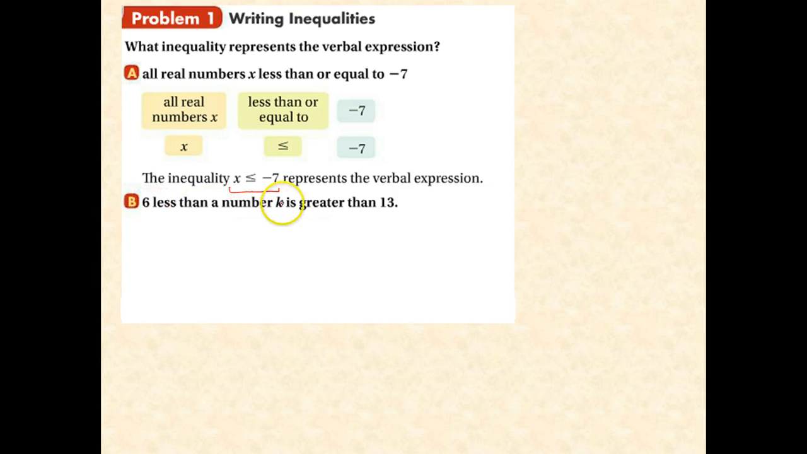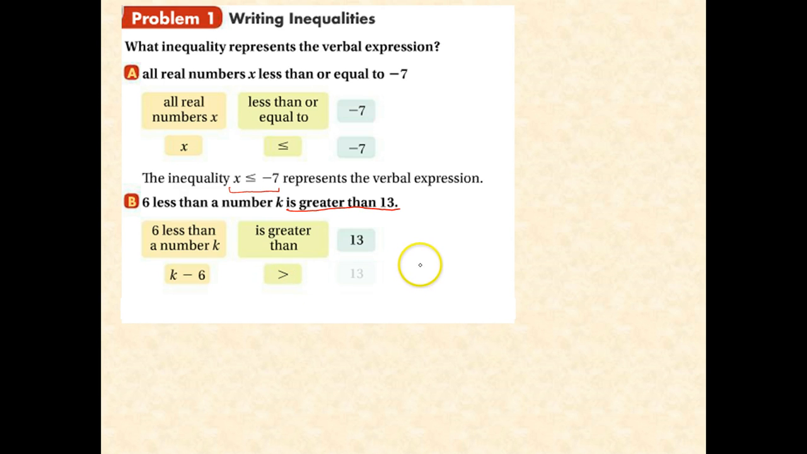6 less than a number k is greater than 13. 6 less than a number k would be k, take away 6. Now, if you start with k and then you take away 6, now you're at 6 less than k. Is greater than 13. So k - 6 > 13.